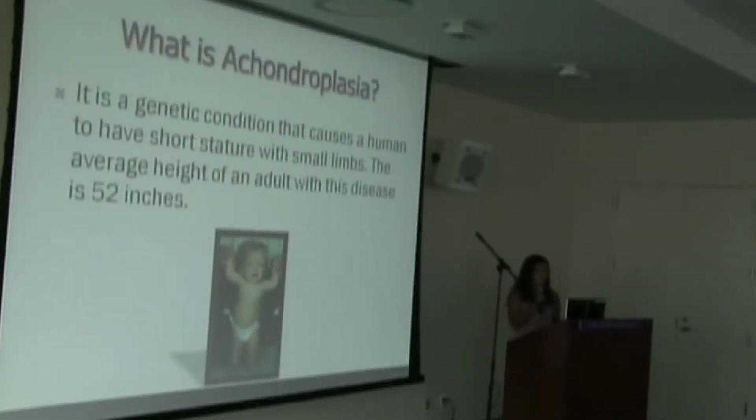What is achondroplasia? It is a genetic condition that results in the shortness of arms, legs, fingers, and the height of a person. The average adult with the disease usually is about 52 inches tall.